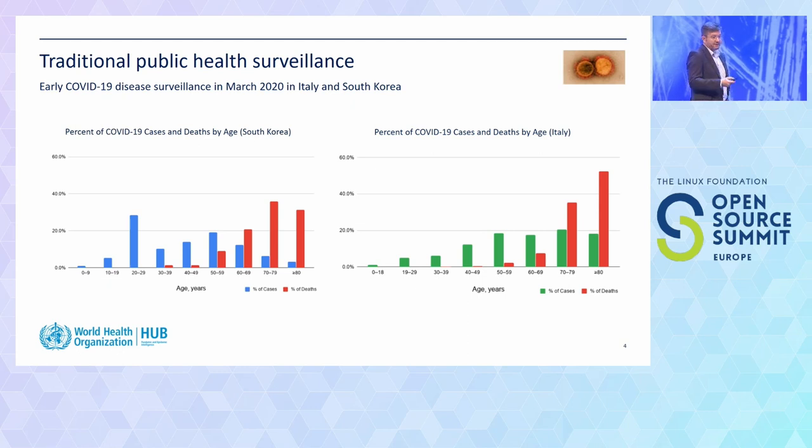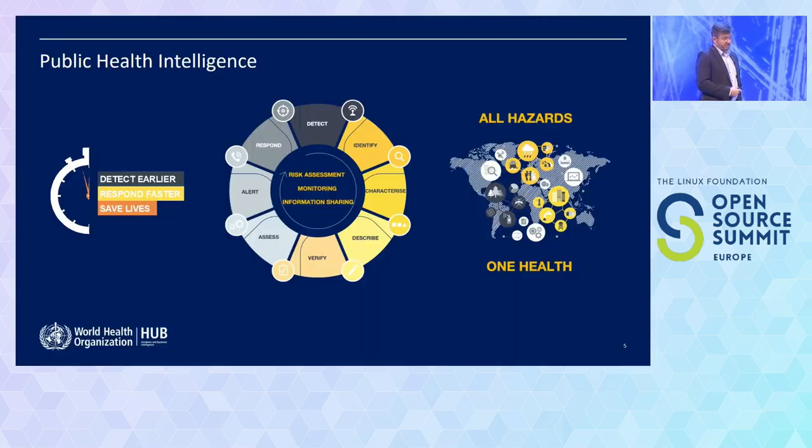So how can we react? What can we do? Can we do something proactively? No, we need to wait to see what happens and then continue having these graphs. So these are challenges. If you ask why don't we have it, and do we have some approach? Yes, we do, and we call it public health intelligence.